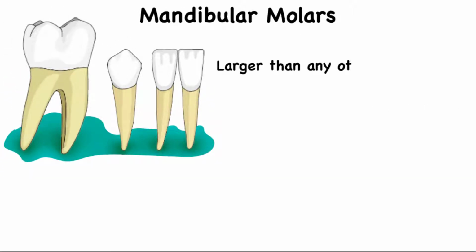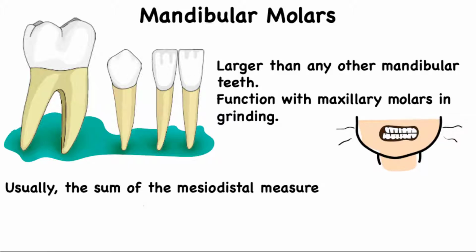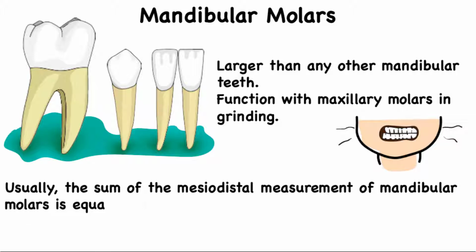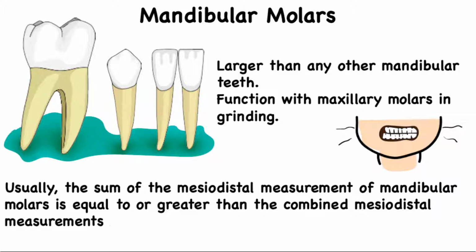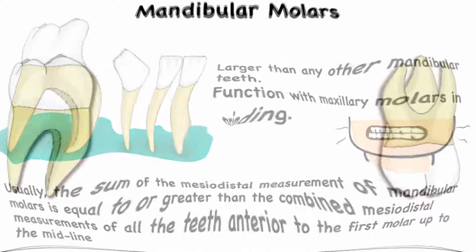They are larger than any other mandibular teeth. They function with maxillary molars in grinding food. Usually, the sum of the mesiodistal measurement of mandibular molars is equal to or greater than the combined mesiodistal measurement of all the teeth anterior to the first molar up to the midline. So the sum of mandibular molars is equal to the sum of both the premolars and all the three anteriors.